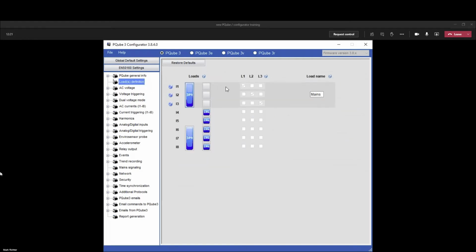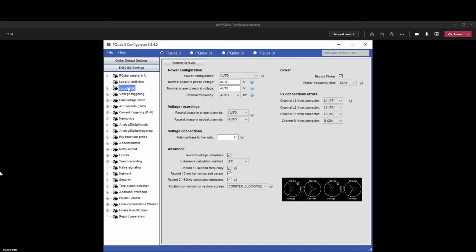Voltage definition. So we're going to do a three-phase circuit. On this screen, it's associating L1, L2, L3 with I1, I2, I3. And our load name is mains. AC voltage: the PQube is set up so it knows the typical voltages around the world, 100, 120, 277, 4160. And at startup it will try to identify what it's connected to. But my recommendation is that you actually set what it is connected to.